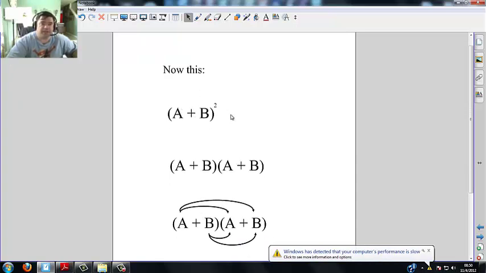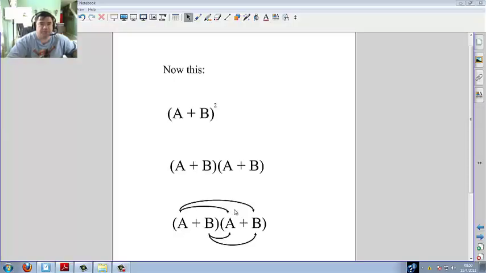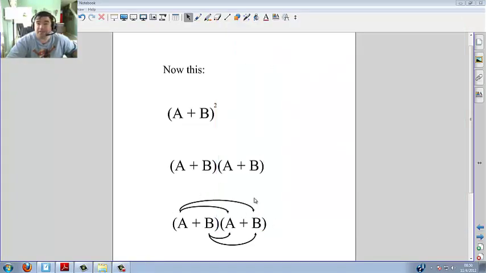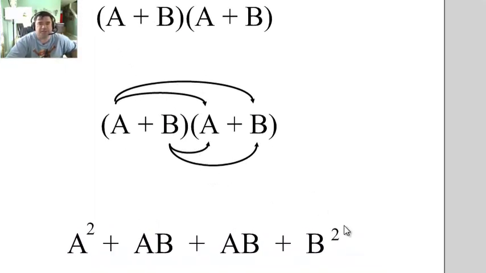Now this, a plus b squared. Let's go ahead and take a look here. A plus b times another a plus b. A times a is a squared. A times b is ab. B times a is ba, but you could also see it as ab. It makes no difference. And b times b is b squared.